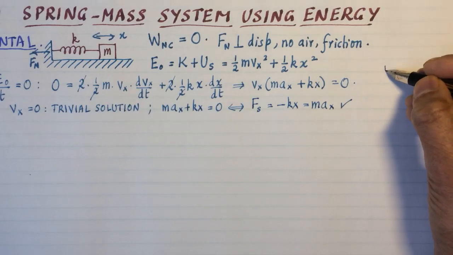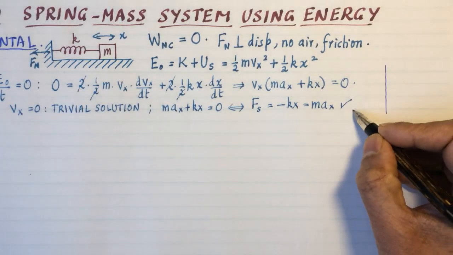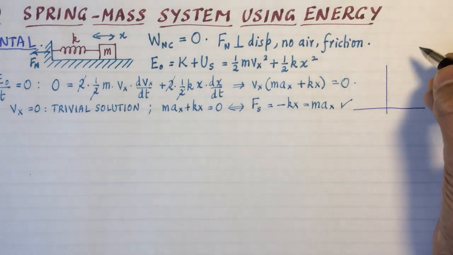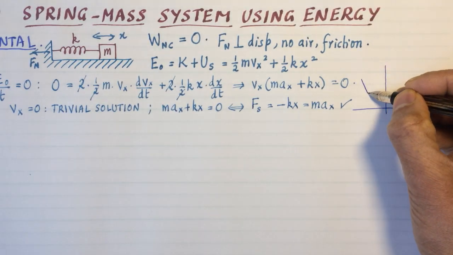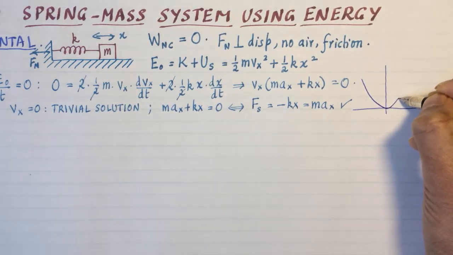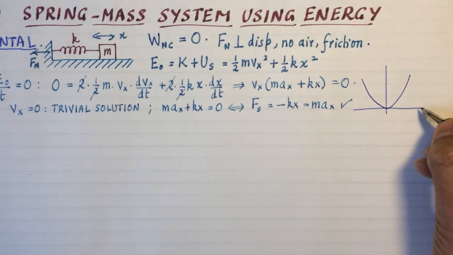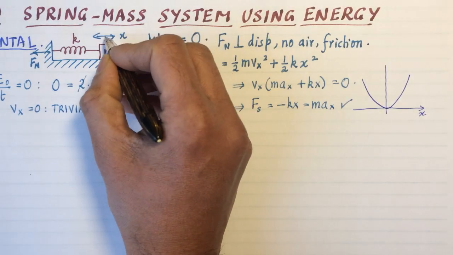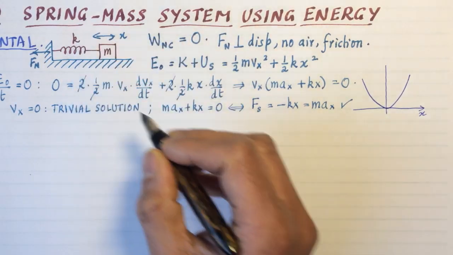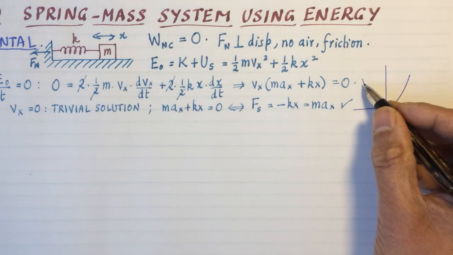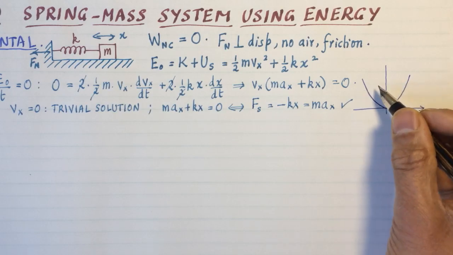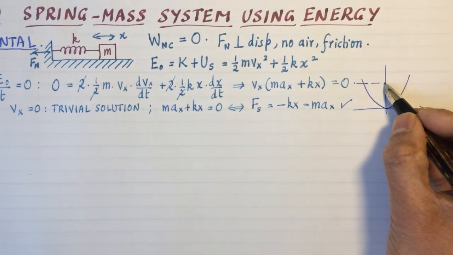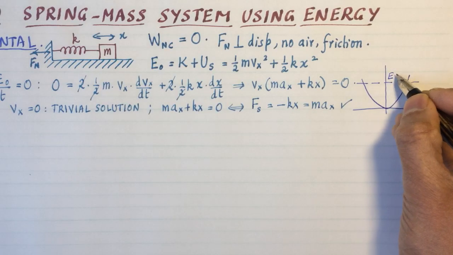I just want to point out that the energy diagram for this particular problem looks as follows. If you're plotting here the potential energy, it's going to look like a parabola. x is the displacement from the equilibrium. So the equilibrium is somewhere here, and there's positive x this way and negative x that way. And both positive and negative are allowed on either side of the equilibrium. The total energy is E0, which is somewhere here.